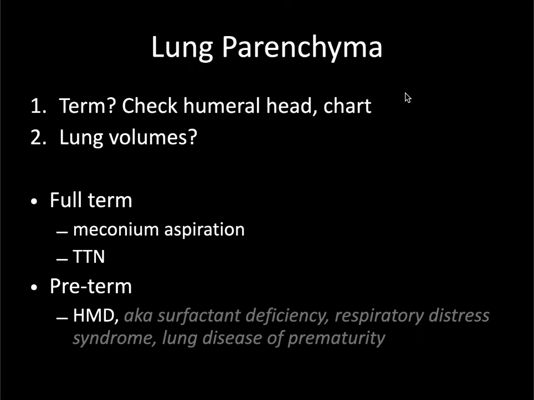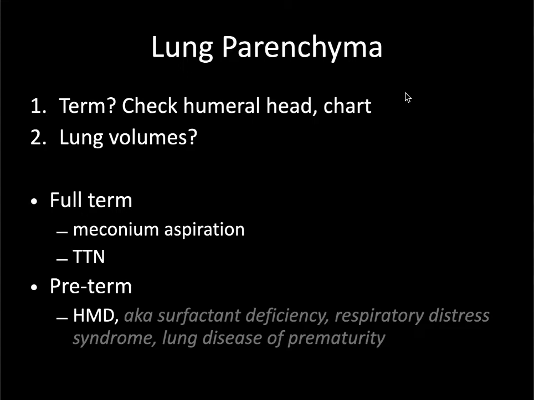Okay, so now we're talking about lung parenchyma. Two things to think about when looking at a newborn chest x-ray and their lung parenchyma is to think about if they're premature infants or term infants. And the way you can do that is, of course, you can check the chart, or you can see if the humeral head has ossified. Up to 82% of newborns at 42 weeks will have an ossified humeral head. Before 38 weeks, they usually do not have an ossified humeral head.